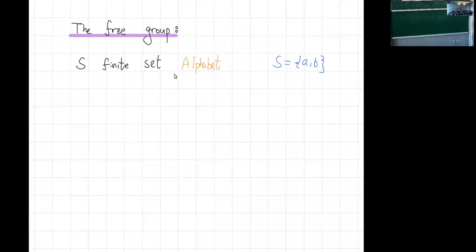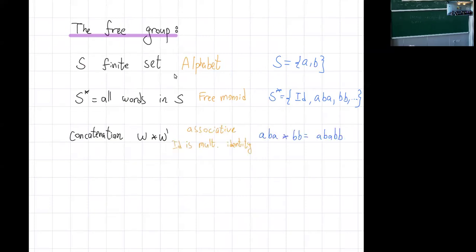Okay, so let's just start, and as I said, I'm going to start very basic. I have a finite set, which will be my alphabet, and I denote it by S. Just as a running example, let's have A and B as our alphabet. Then I can define the free monoid over this alphabet, which is the collection of all words over this alphabet. So ID is just the empty word. That's always a word for me. ABA, BB, and so on.